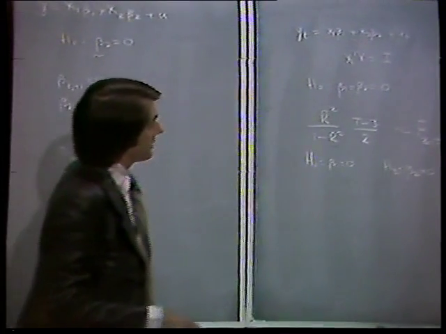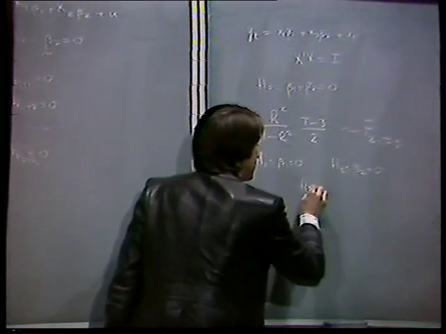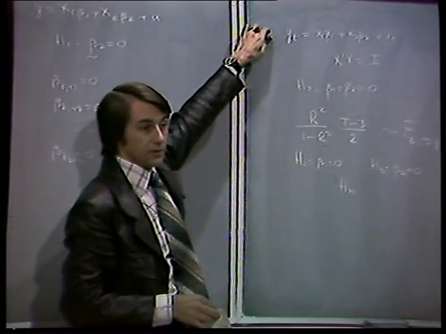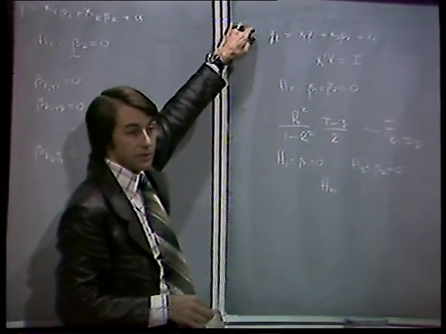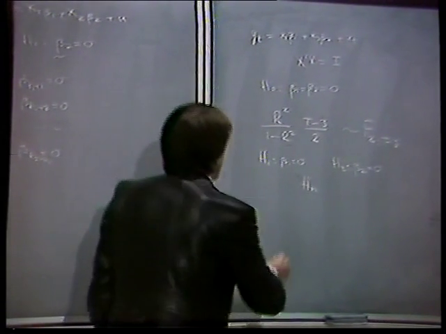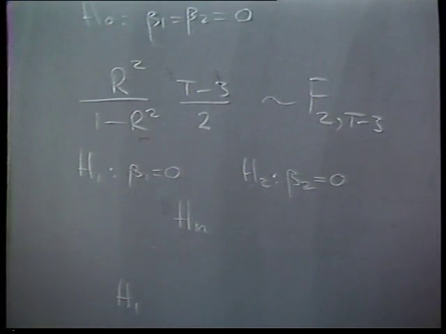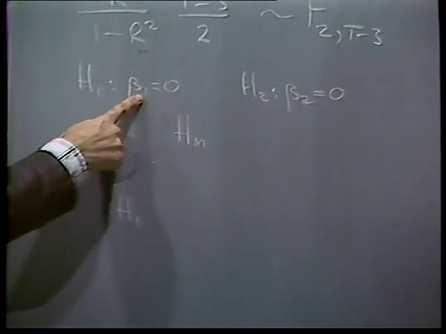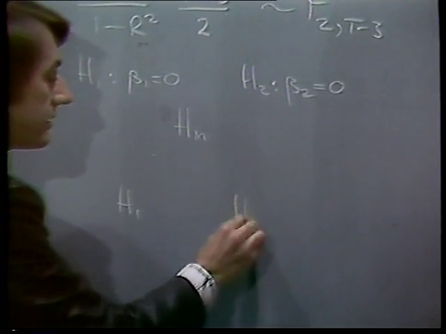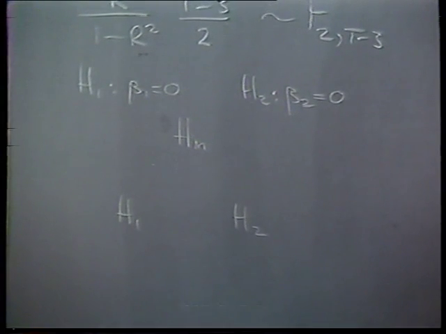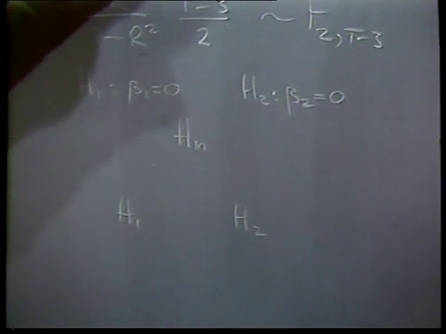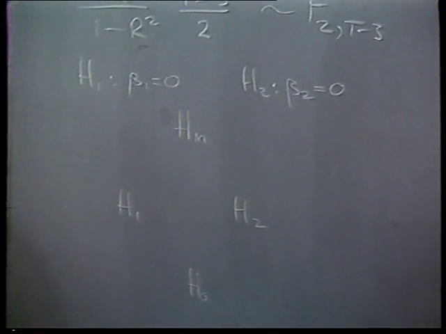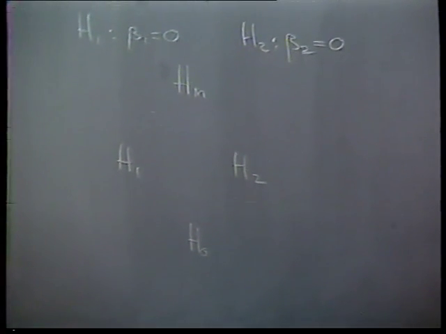Well, if we look at the problem, we have a maintained hypothesis, which is this original linear regression model with all the variables in. We then have H1, which is a model which excludes the variable x1. Also we have H2, which is a model which excludes the variable x2. And then finally, we have H0, which excludes both x1 and x2.